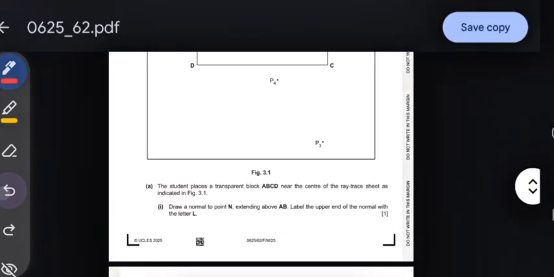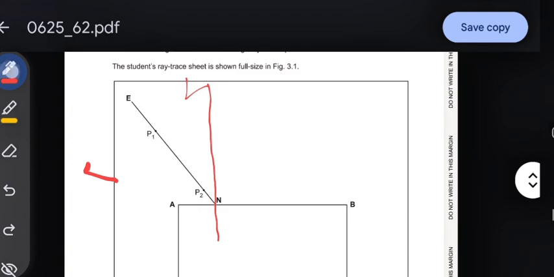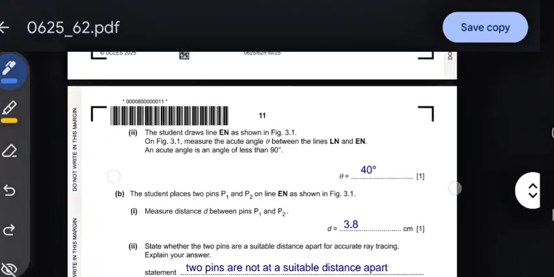So what you're going to do for this question is place your protractor this way, all right? And then you will start measuring from here. This line should coincide with this line. And then you start measuring from here. What measurement do you get over here? Okay, what I got over here is 40 degrees.